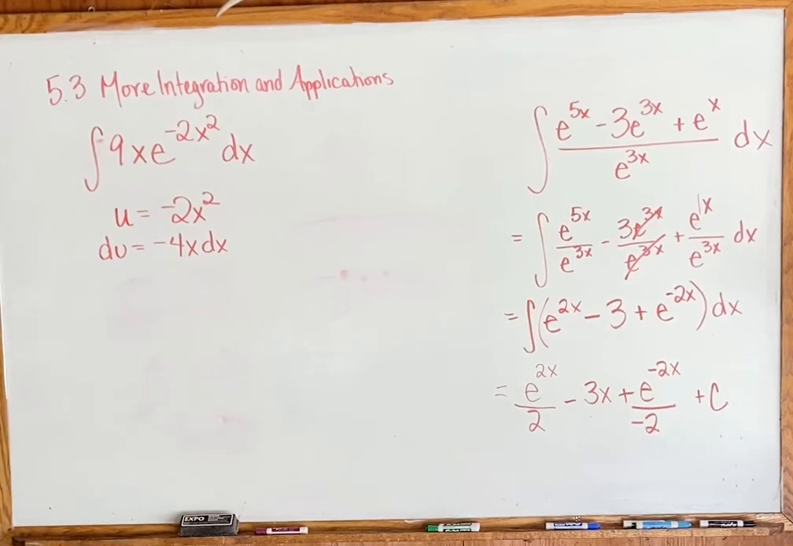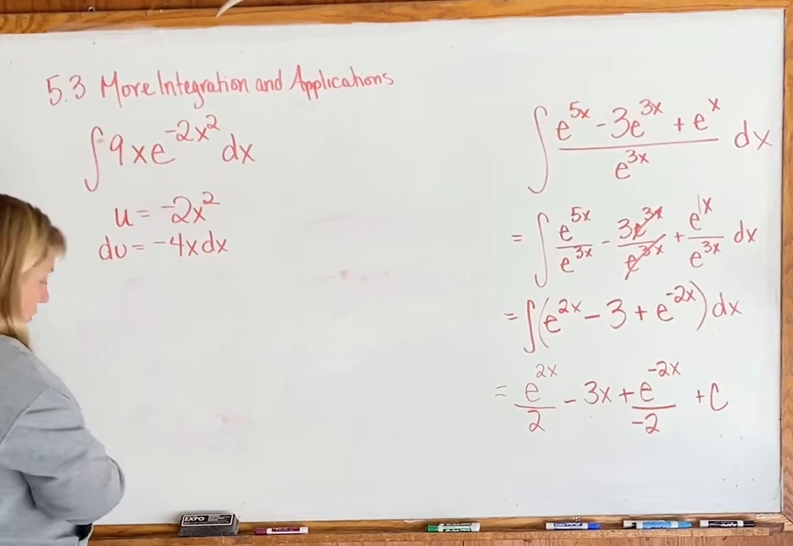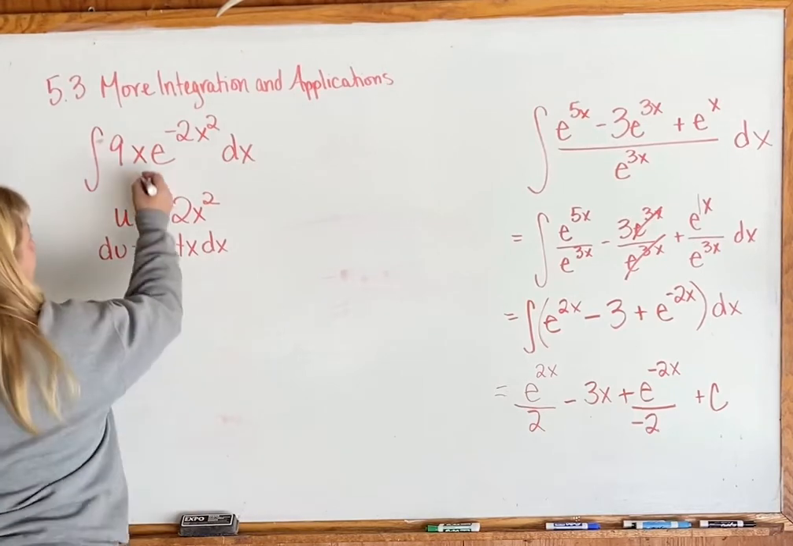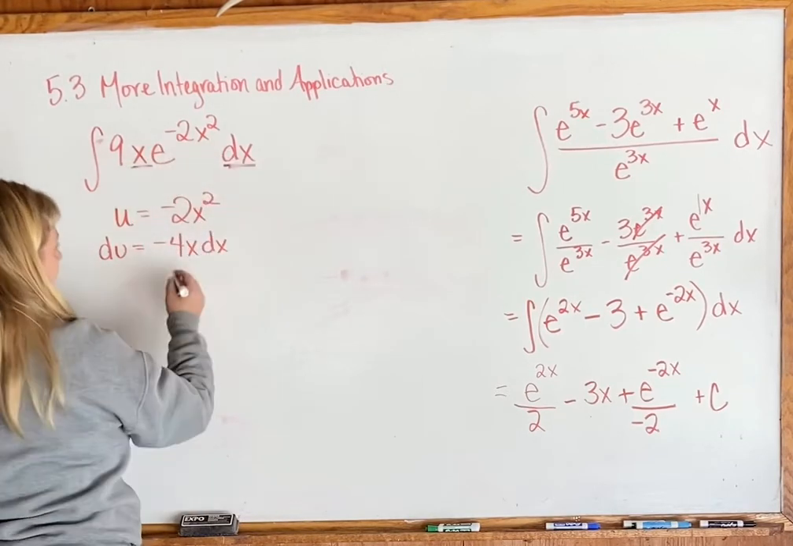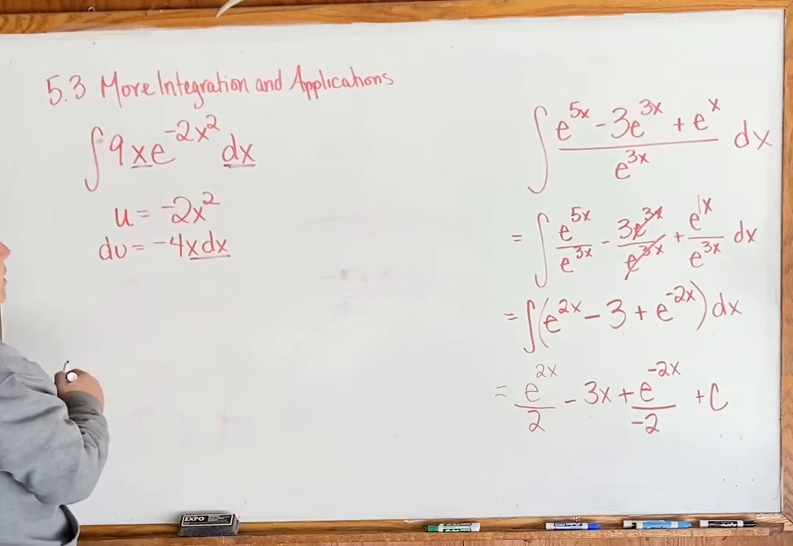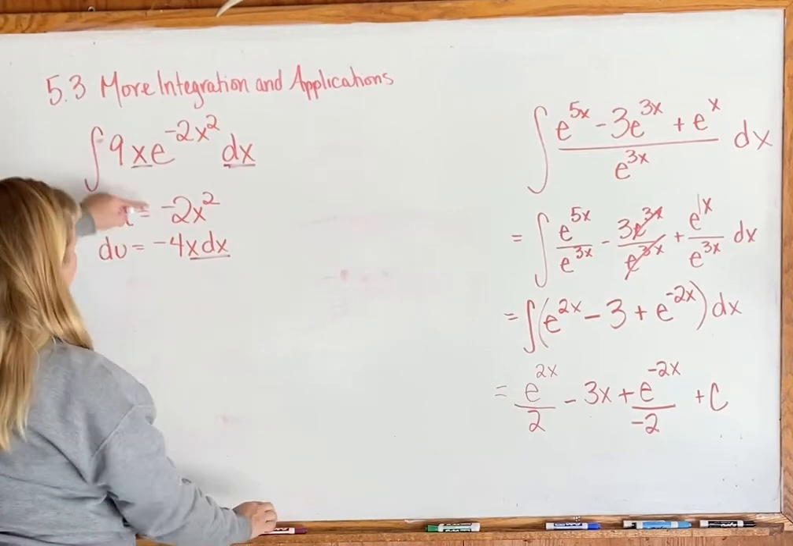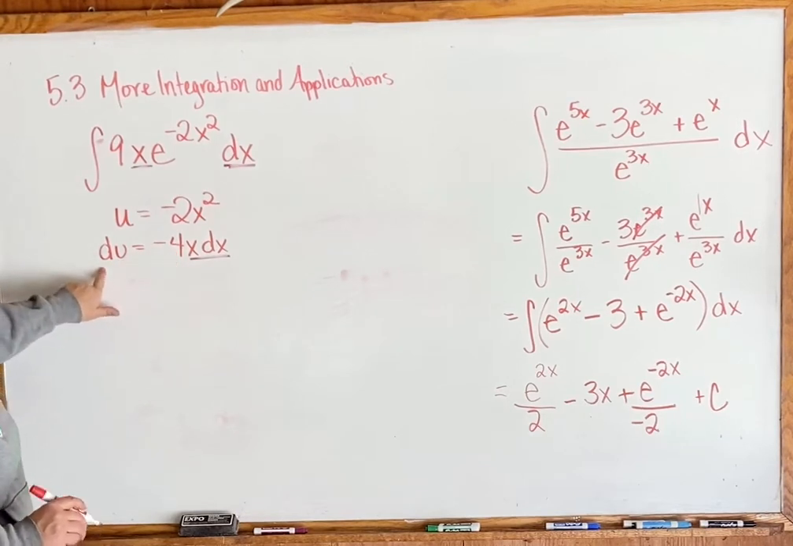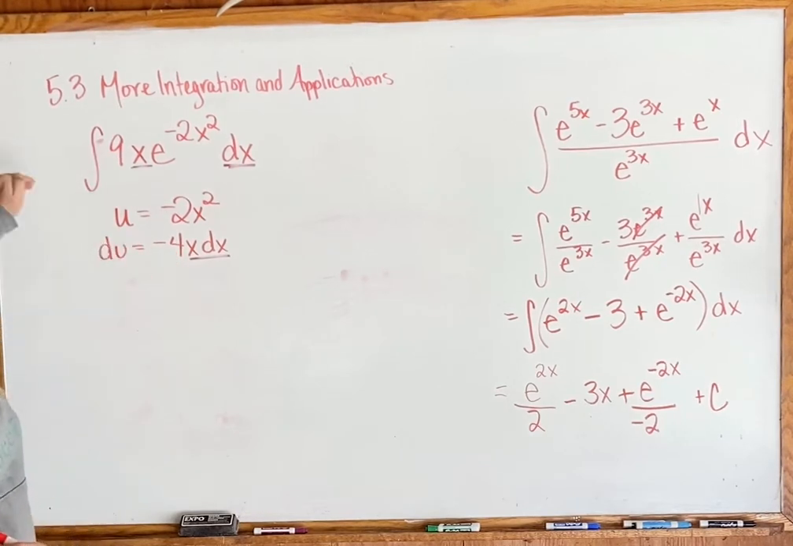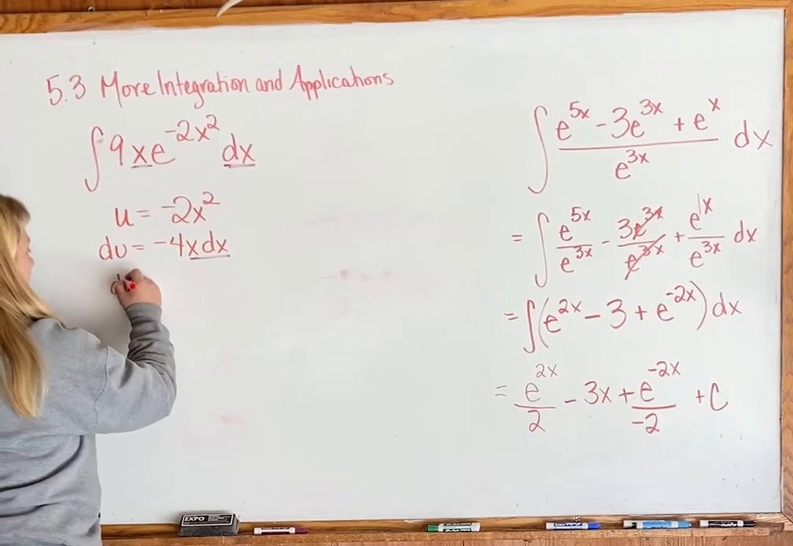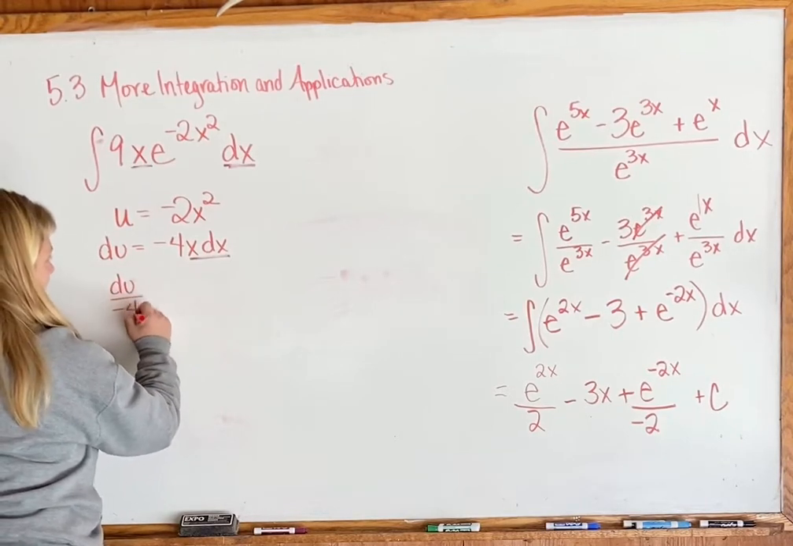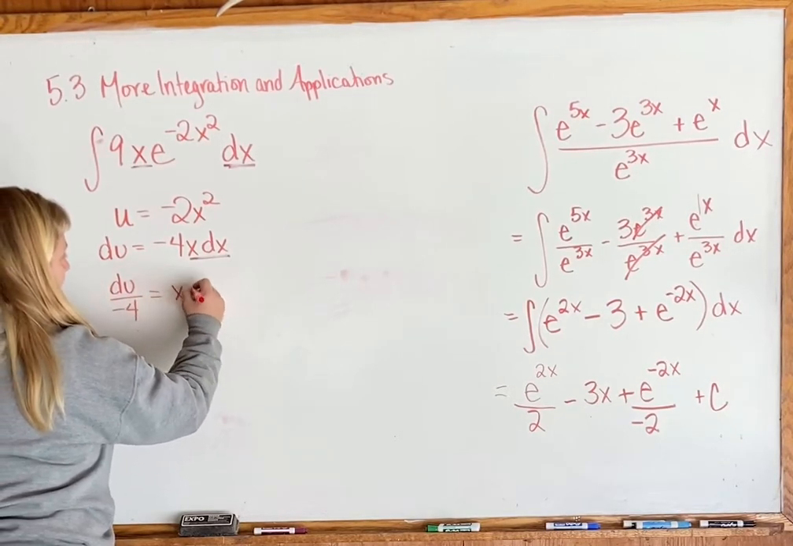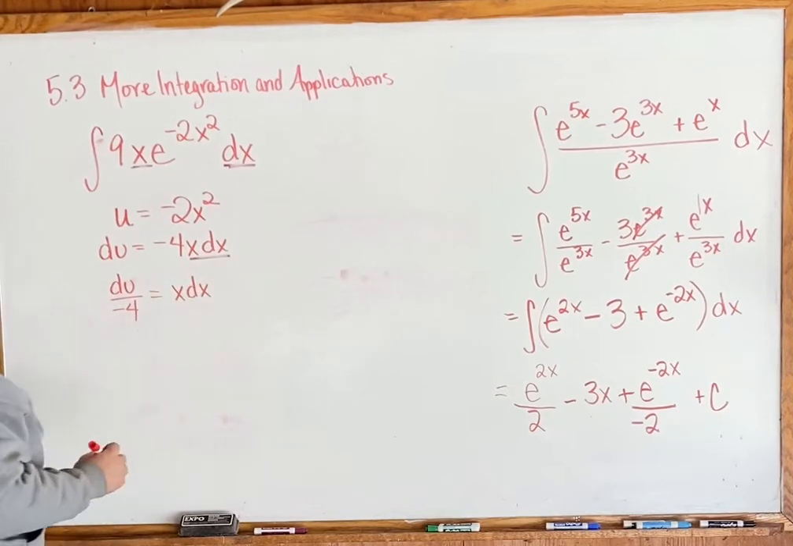Now this is the first time that this has happened to us. When we look up here, we definitely have the x dx, don't we? But we don't have the negative 4. The numbers don't match up, do they? So we are going to take this negative 4 and divide it to the other side. So we have du over negative 4 equals x dx, so that we can do our substitution.